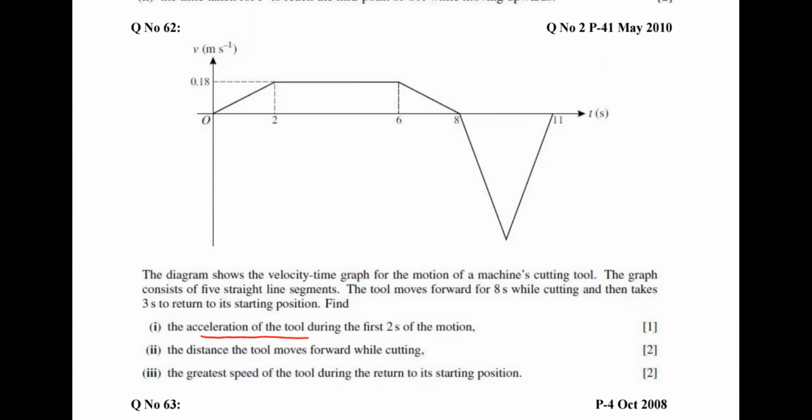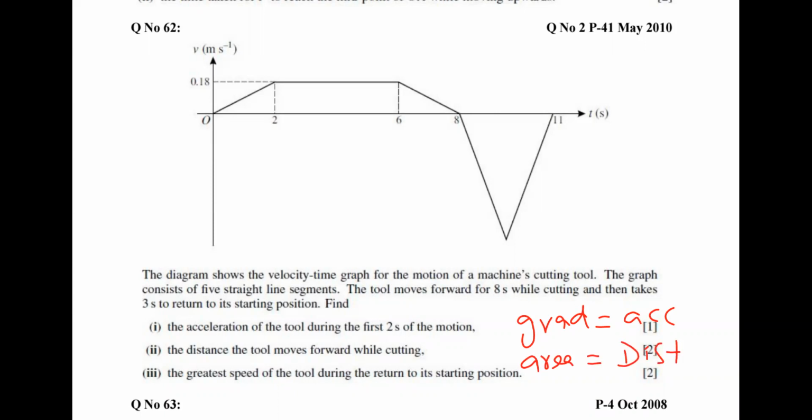I will discuss only two points in the case of a velocity-time graph. Rule number one: the gradient is equal to acceleration. This is rule number one. Rule number two: the area underneath is equal to distance traveled. That's it. So we normally use these two criteria in this kind of concept.